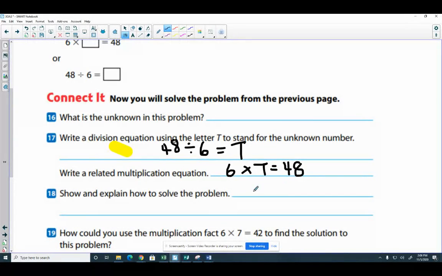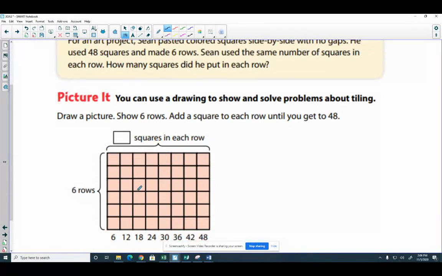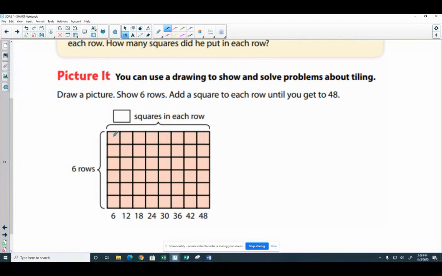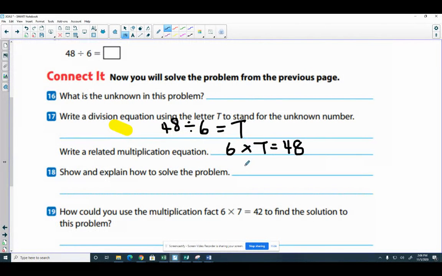By modeling it out using tiling, we can see that there are 1, 2, 3, 4, 5, 6, 7, 8 squares in each row. And so then we would figure out that T equals 8.